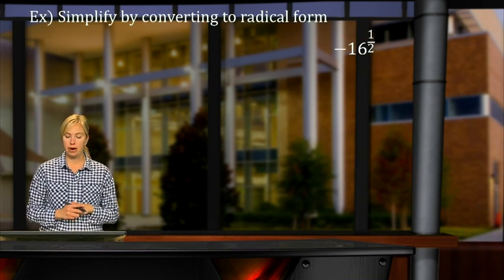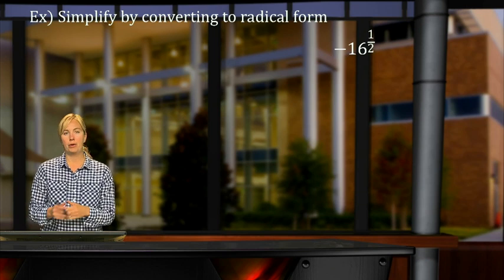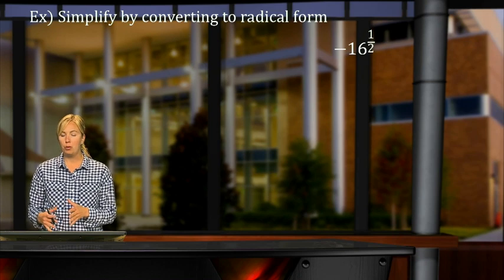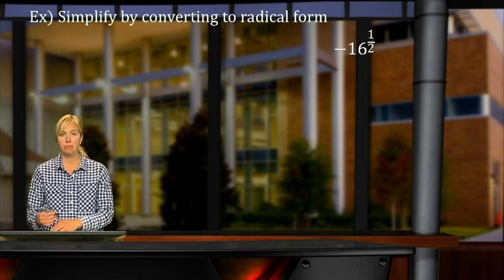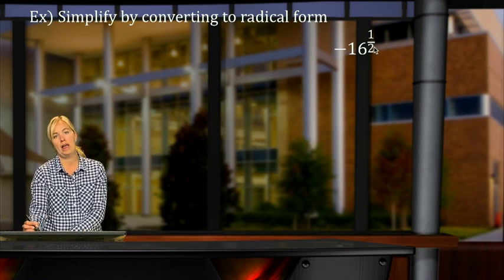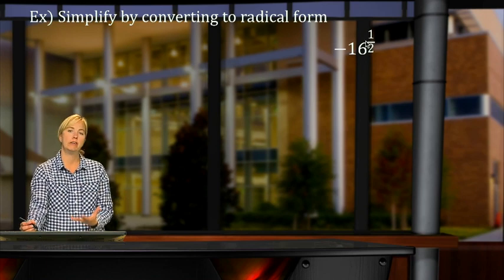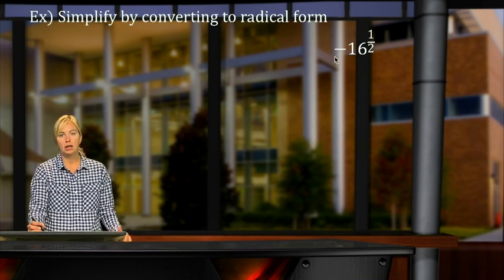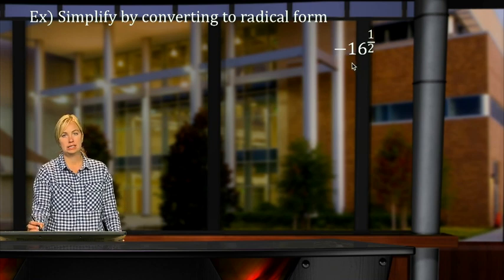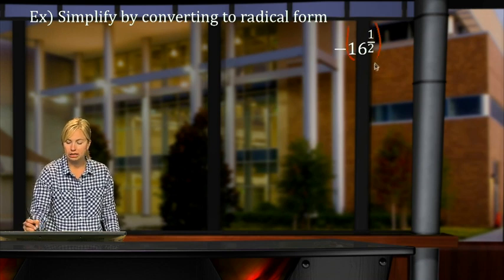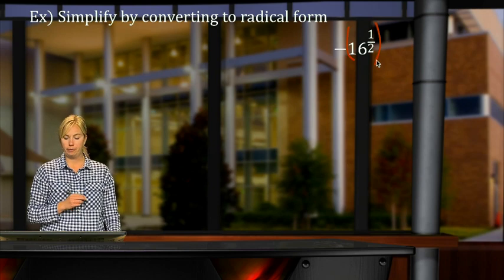Simplify by converting to radical form. Now when I look at this expression, many of us read it as negative 16 to a power of 1/2. But what we want to make sure that we're very clear about, dealing with our order of operations, is that this exponent of 1/2 is only on the base directly in front of it. This negative is like a -1, and is not grouped with the 16. It's being multiplied by that 16, which has an exponent of 1/2.